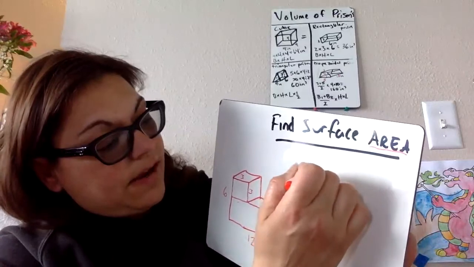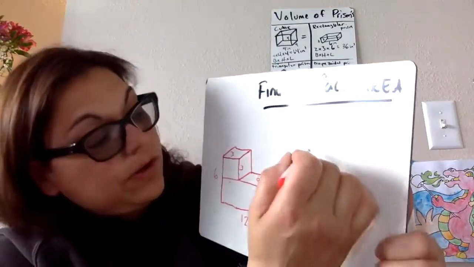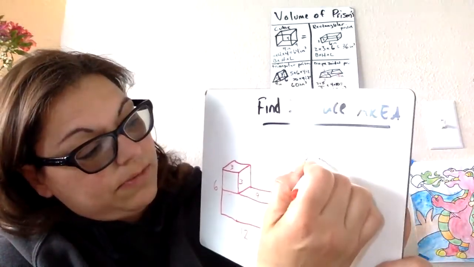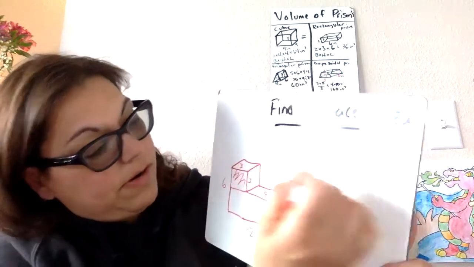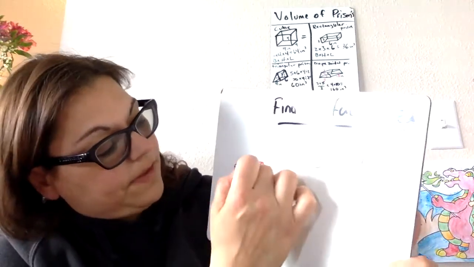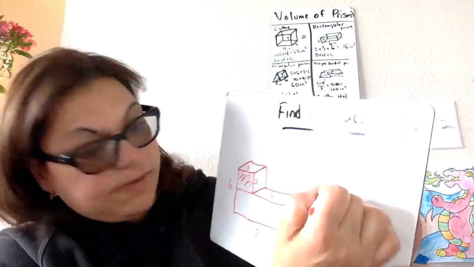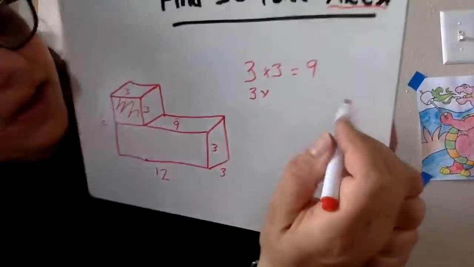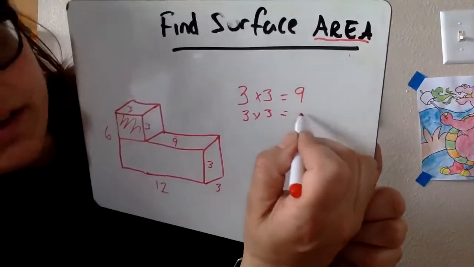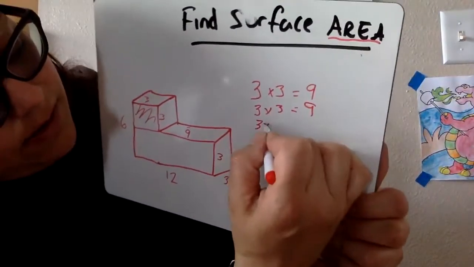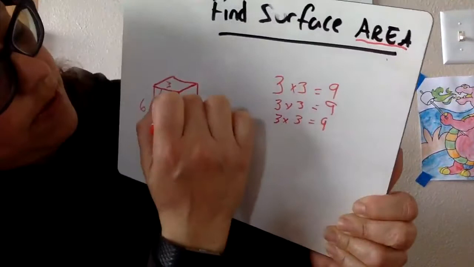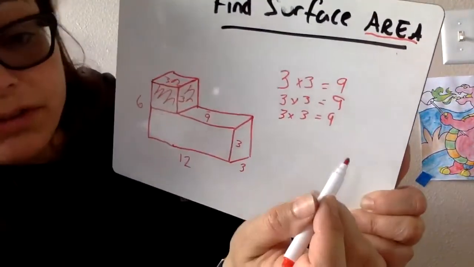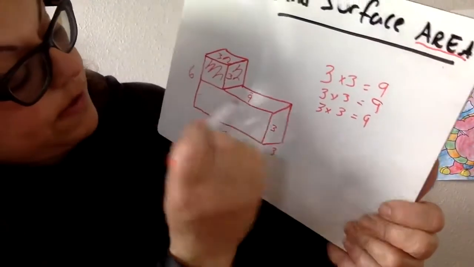So I have the first one, 3 times 3. That would be this part, would be 9. The same would be 9. So you guys can see that. That would be 9. And 9, so that would be 1, 2, 3 there. Now let's do this here.